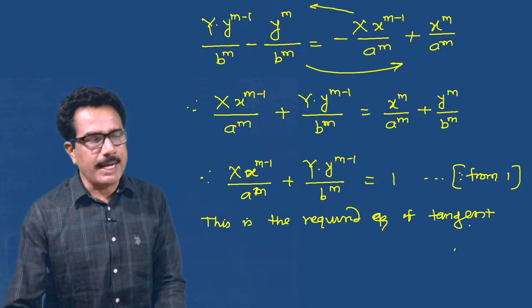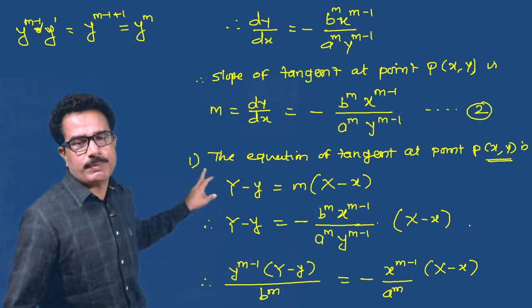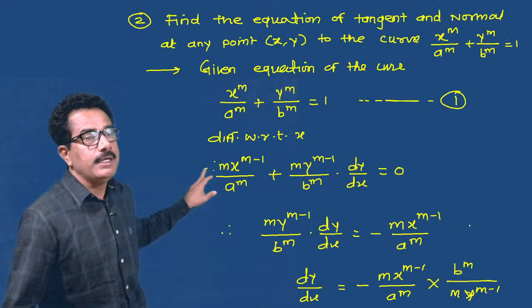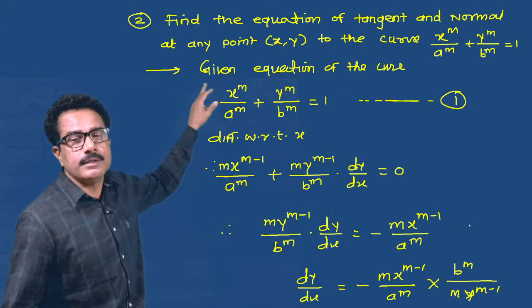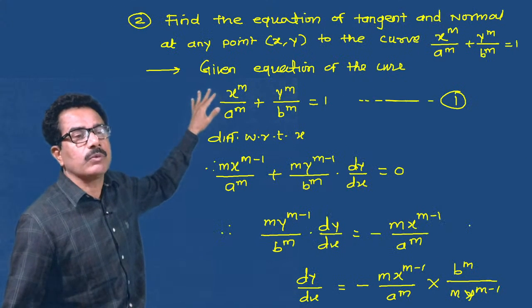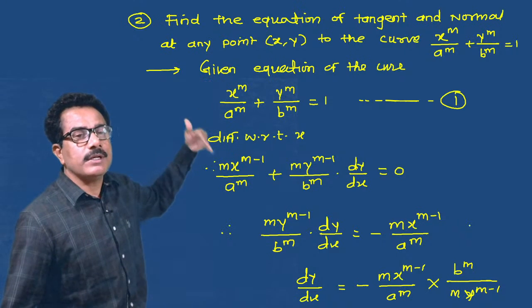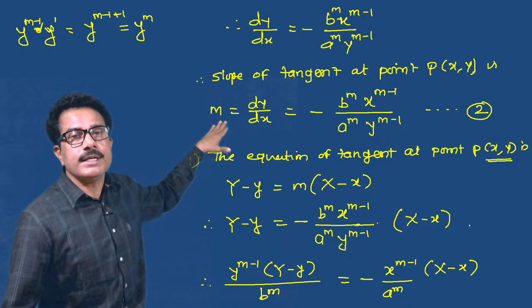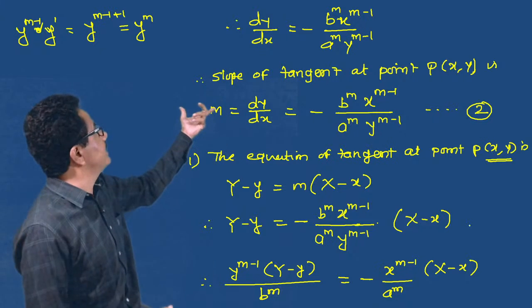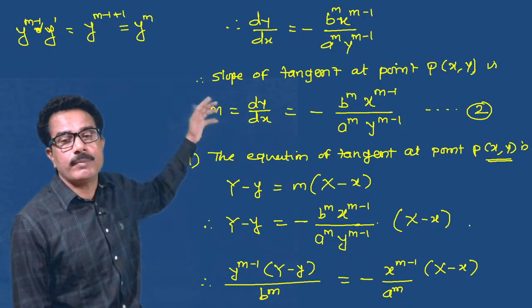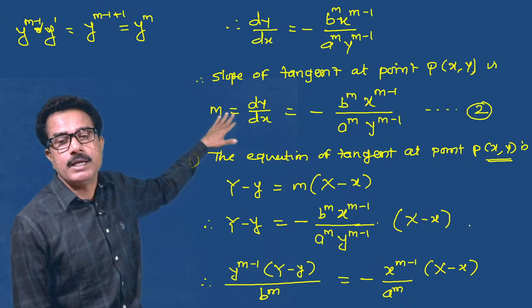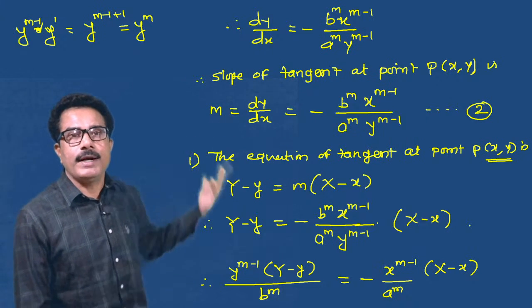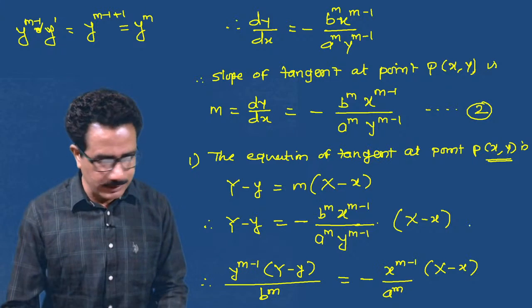Now what do we have to do in the second part? This is the first part, that is the equation of a tangent. But according to this problem we have to calculate the equation of a normal also. So this is the equation of a slope of a tangent. m is the slope of a tangent. Therefore by taking the negative reciprocal of equation 2 we can find the slope of a normal and then calculate the equation of a normal.